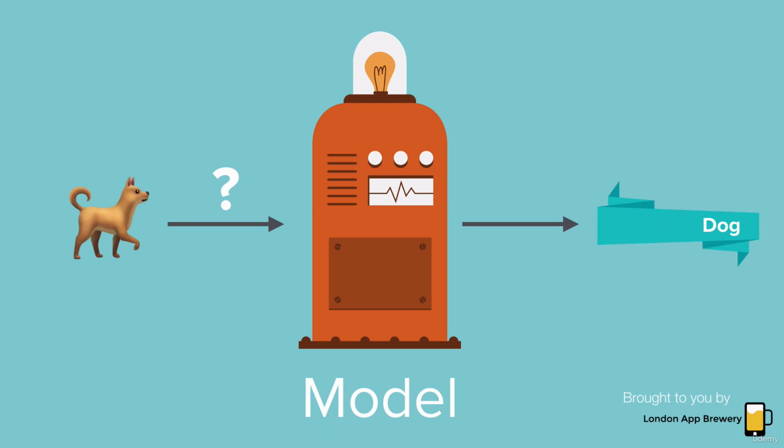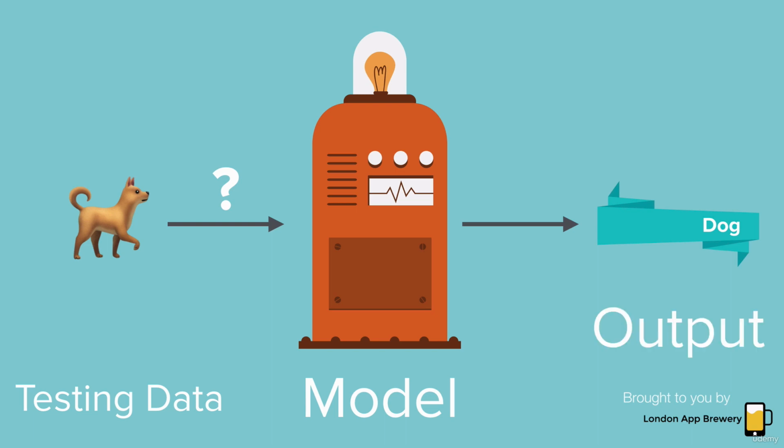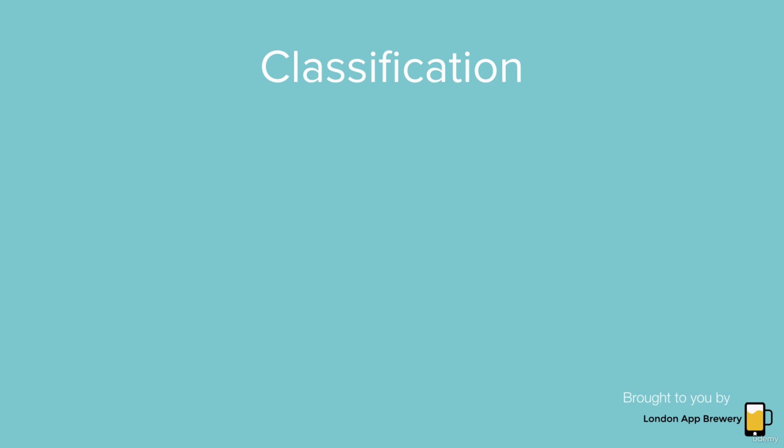The new image that the model has never seen is called the testing data, and the result that it spits back out is the output. The output can be in various forms. It could be a word, or it could be a move on a chessboard. It really depends on how you trained the model and what you want it to do. This is one of the most fundamental types of supervised learning, and it's known as classification.